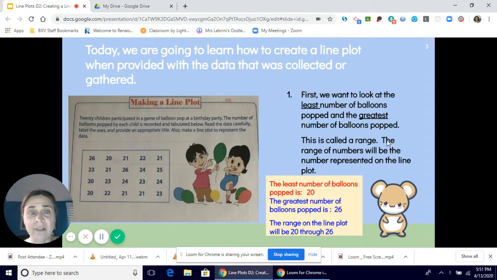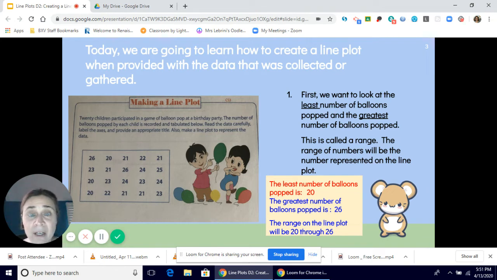So we're going to take a look at this example. We're going to create a line plot when provided with the data that was collected or gathered. So this is about balloon popping, and you're going to be listening to a video on the next slide to help us out with this, but just a couple of things to keep in mind as we're creating the line plot.